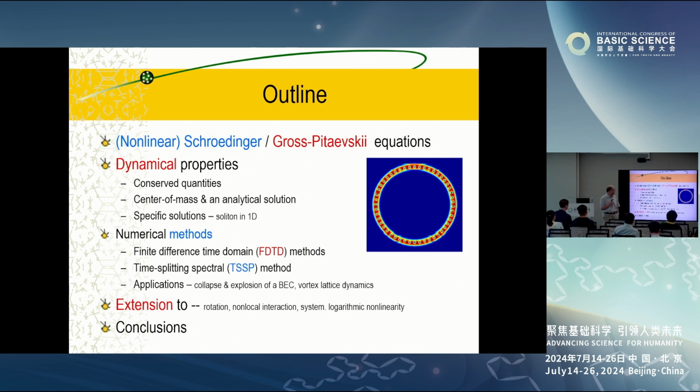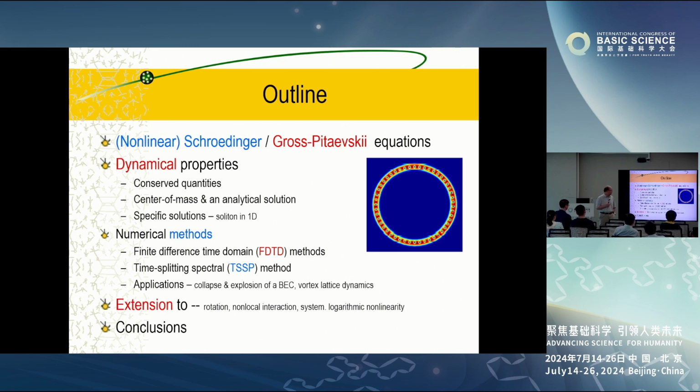Then we apply the method to solving the so-called collapse and explosion of Bose-Einstein condensates, or BEC in short. My understanding is if you do computational mathematics and design some good method, you should try at least one example to demonstrate the performance of the method. Then those from applied sciences will be convinced and use your method.